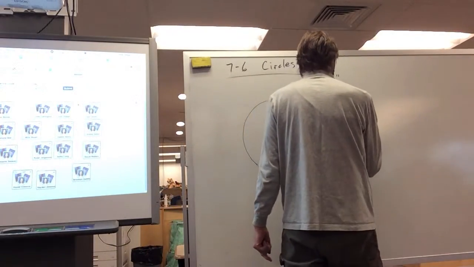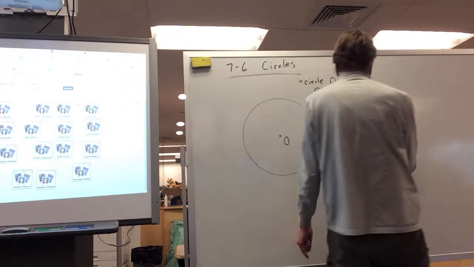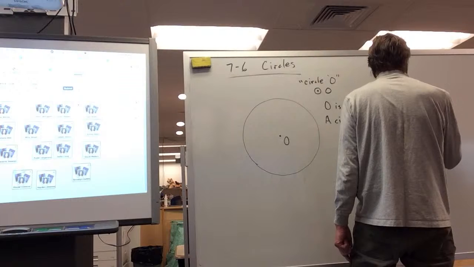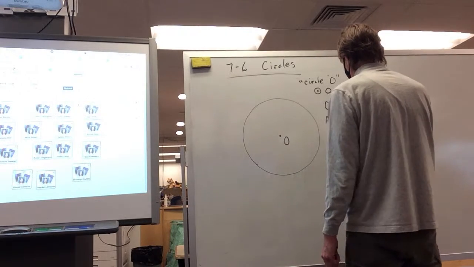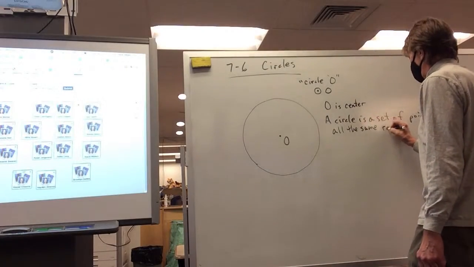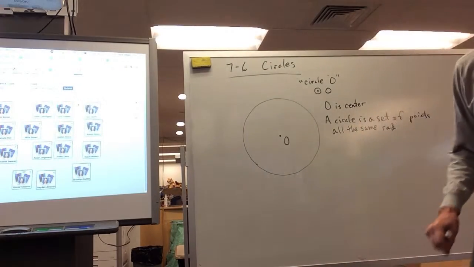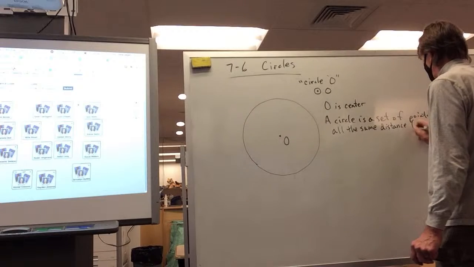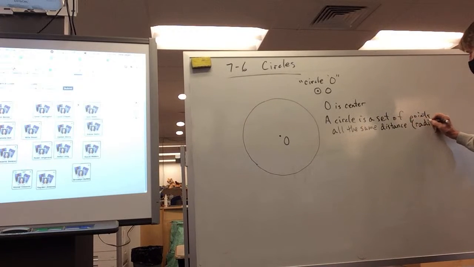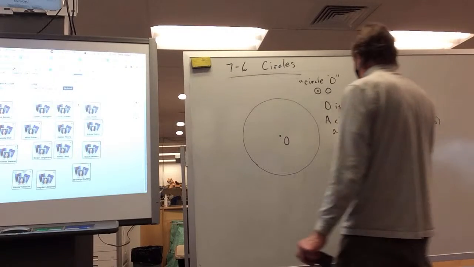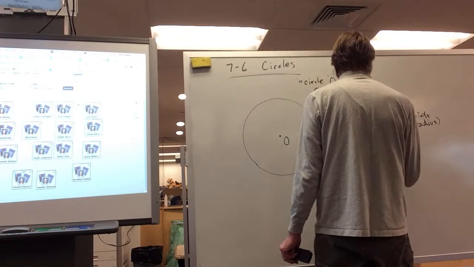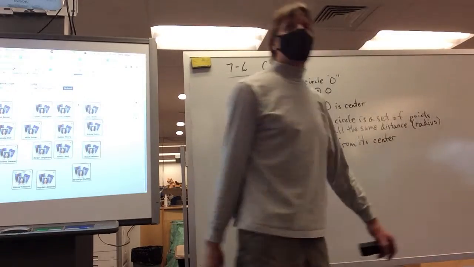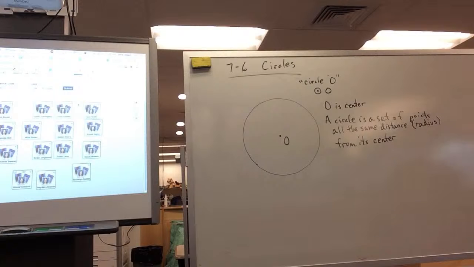So I'm going to write: a circle is a set of points, all the same distance (parentheses, radius) from its center. So a circle is a set of all the points that are the same distance, called the radius, from the center. That's a circle.